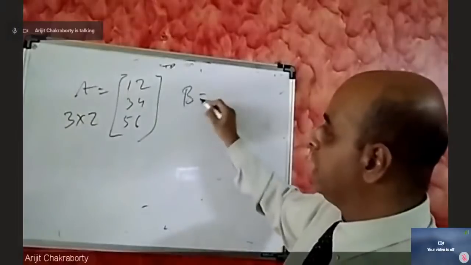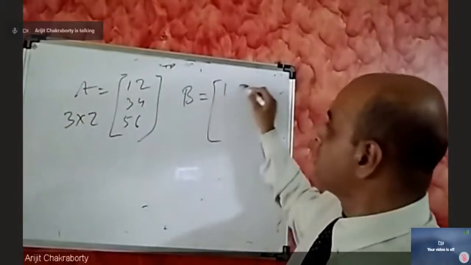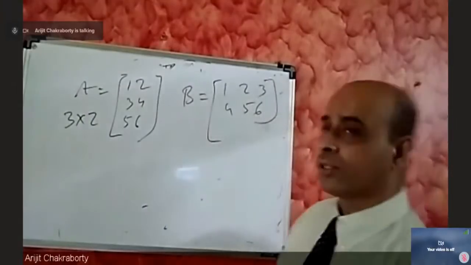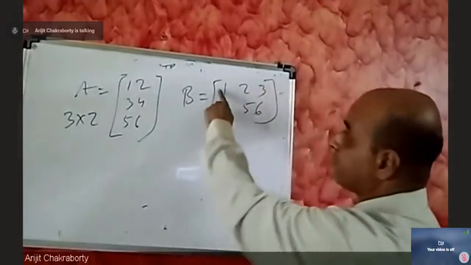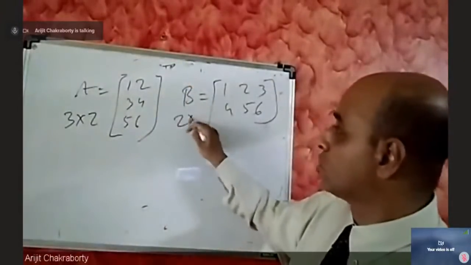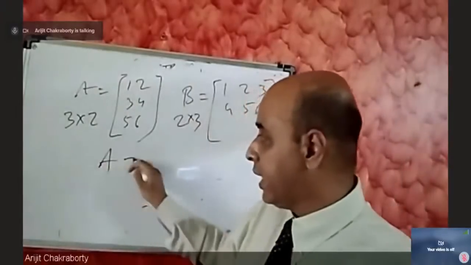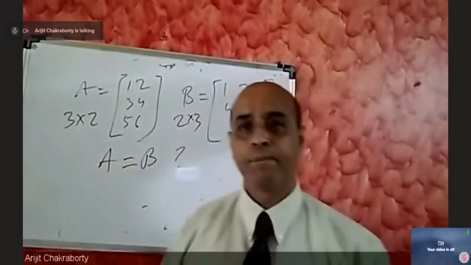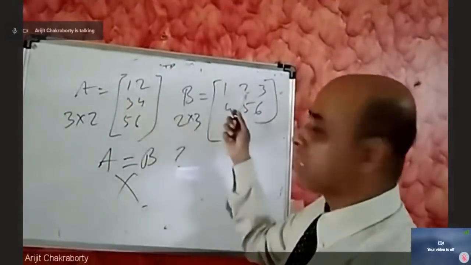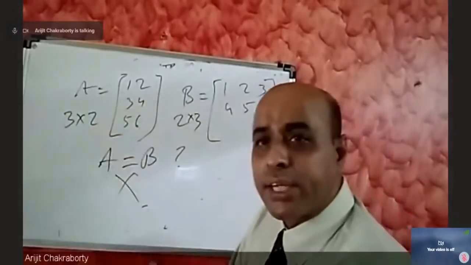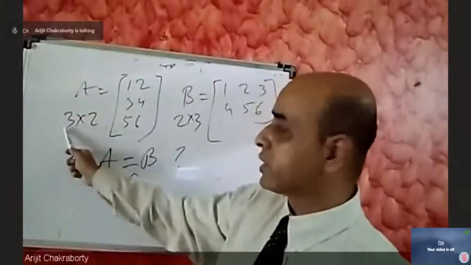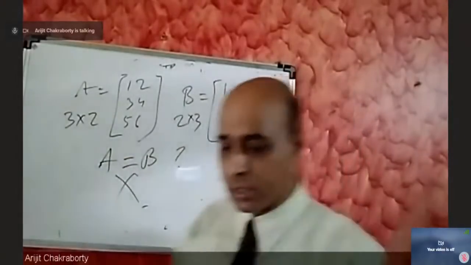And B is given, say it is 1, 2, 3, 4, 5, 6. Here we have 2 rows and 3 columns. So it is a 2 by 3. Is A equal to B? Can we say? No. Because even though the elements are same, the configuration is not same. 2 cell phones having different configuration, not equal. This is 3 by 2 matrix. This is 2 by 3, not equal.